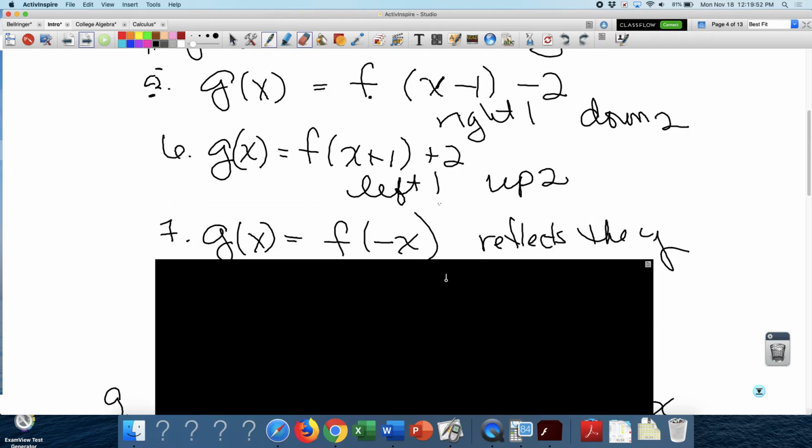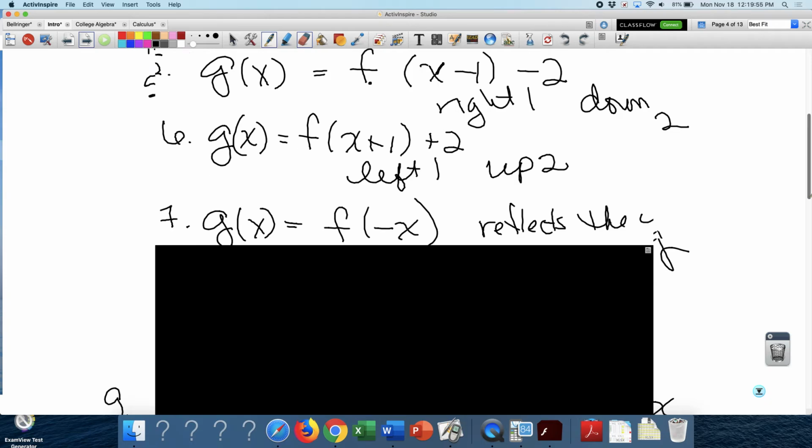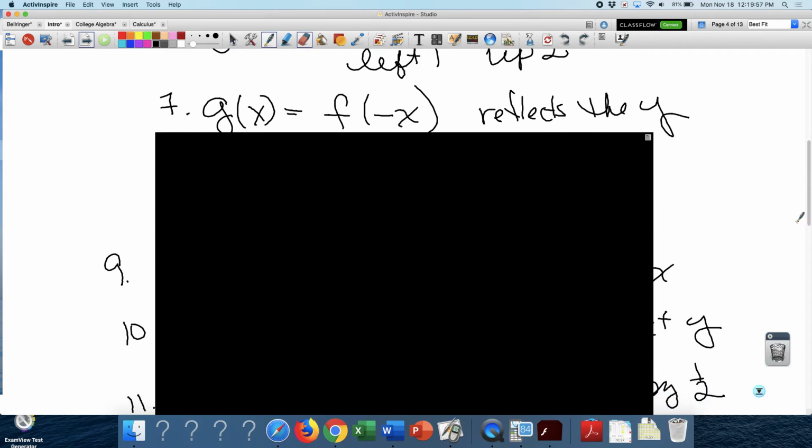Let's look at 7. Now, 7, the negative is on the inside, which means it's your B, okay? The negative is on the inside. So if that affects your B, which letter does B correspond with, X or Y? Y, so it reflects the X axis. When you have A and B and X and Y, A and X correlate, B and Y correlate.